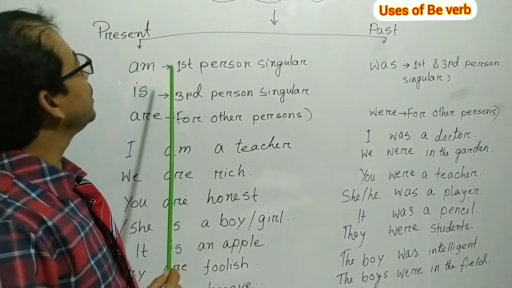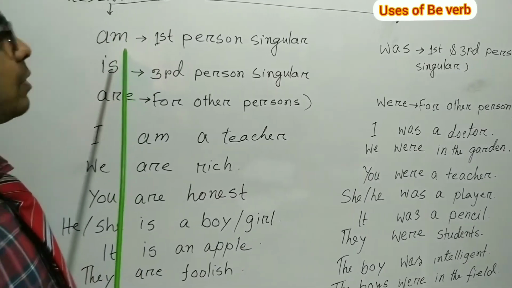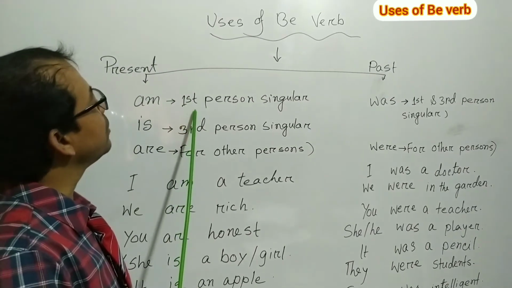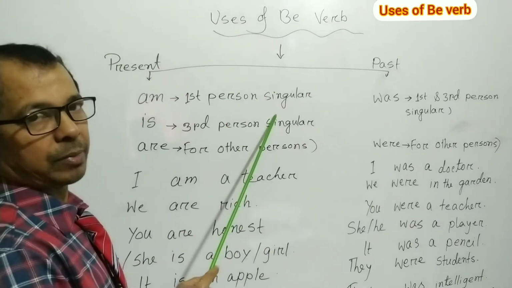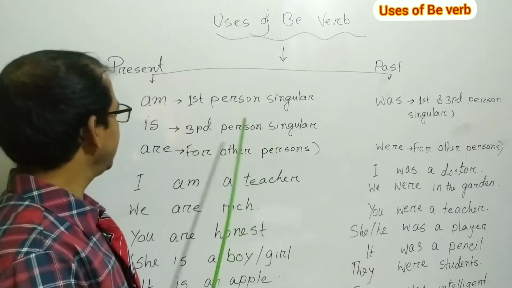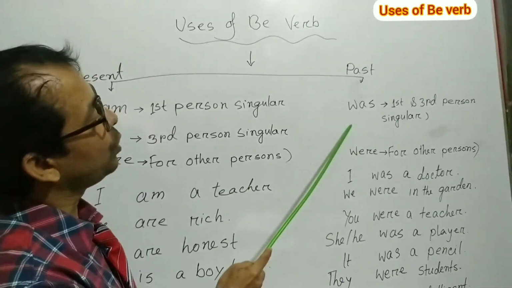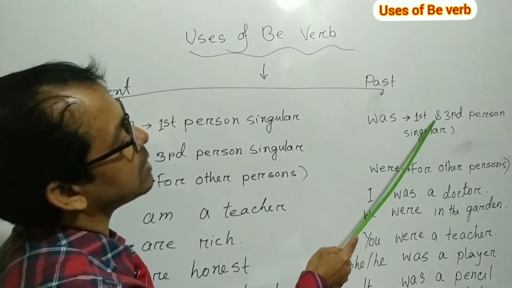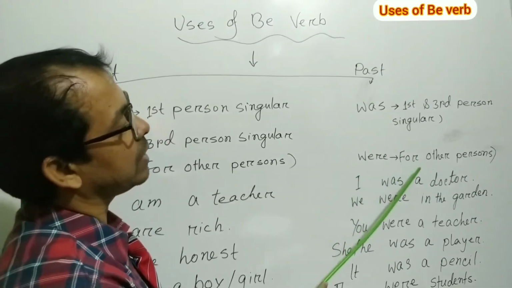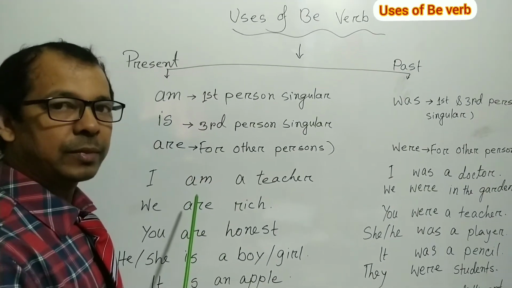You have to remember in which person these verbs are used. Am is used for the first person singular number. Is is used for the third person singular number. And are is for the other persons. Was is used for the first and third person singular number, and were is used for the other persons. So, my dear student, now we'll do some sentences.